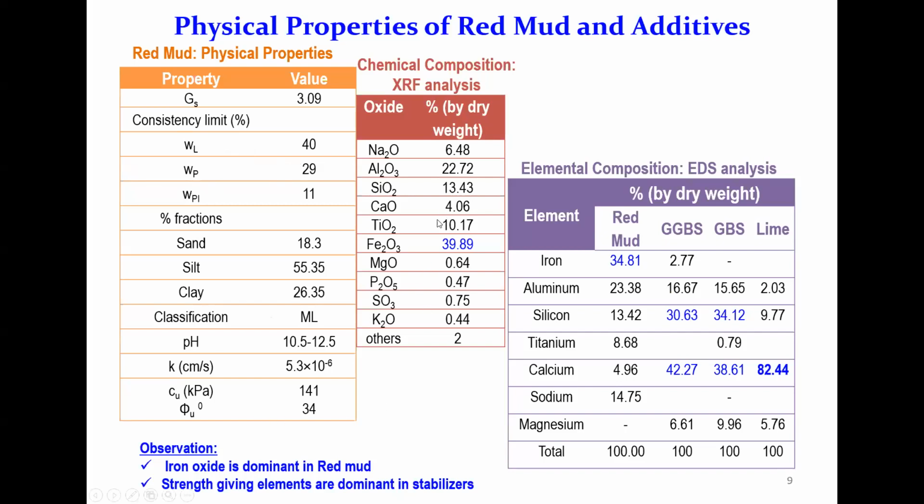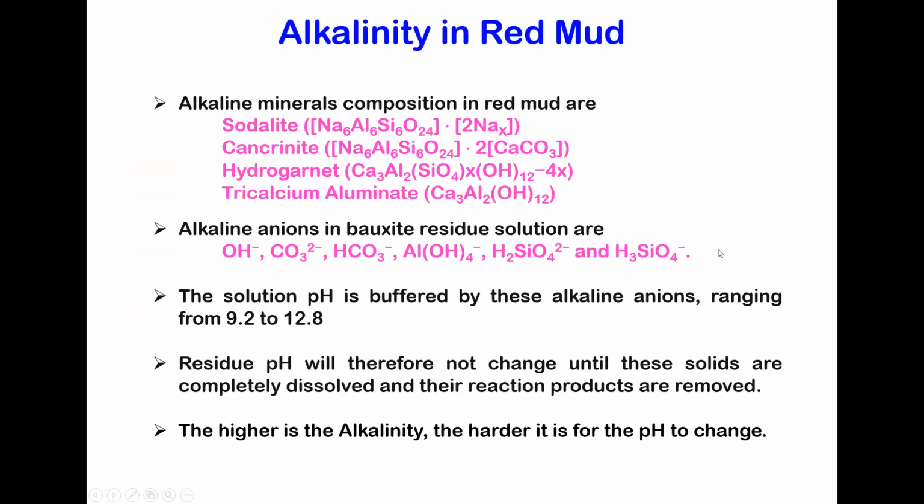And in terms of the oxide composition, it is dominant with iron. But if you look at any natural soil, these natural soils are dominant with silicates and aluminates. But here there are no silicates and aluminates. They are there, but in less proportion. So these are the elemental compositions of the different additives. And when it comes to the red mud, it is said to be an extremely alkaline material. But who is going to induce this extreme alkalinity to the waste material?